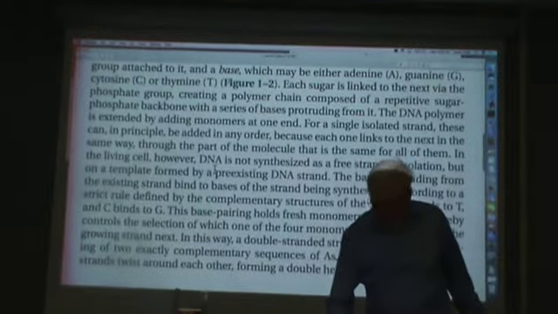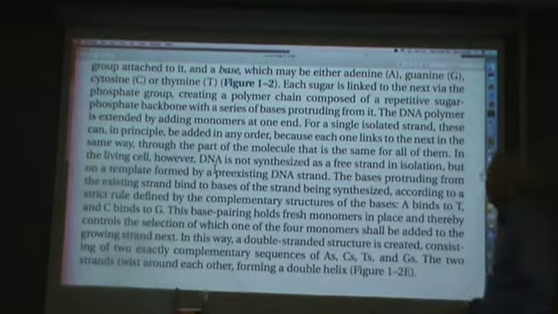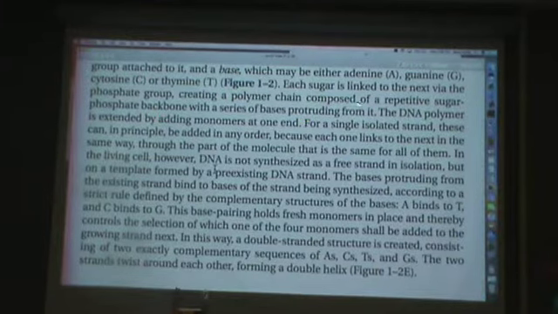Anyway, to get back to this, where was I misreading it? The DNA polymer is extended by adding monomers at one end. For a single isolated strand, these can in principle be added in any order because each one links to the next in the same way through the part of the molecule that is the same for all of them, that is the sugar phosphate part.